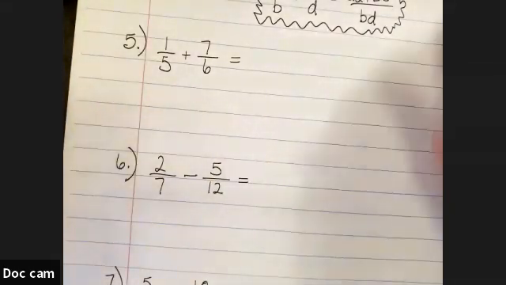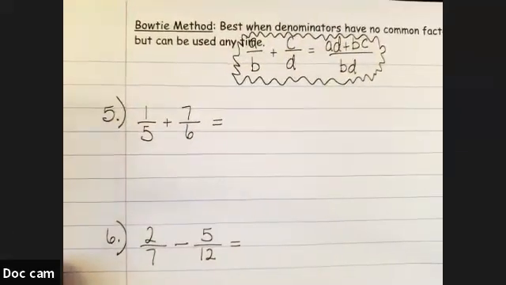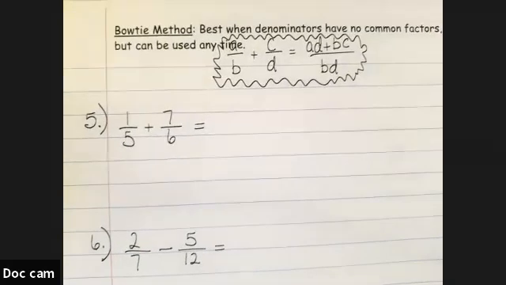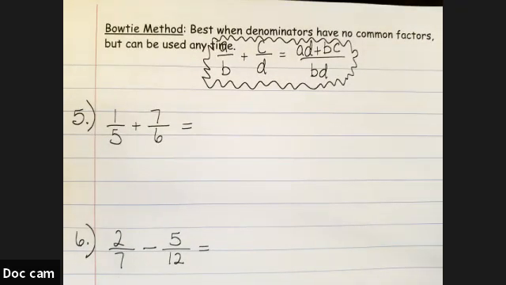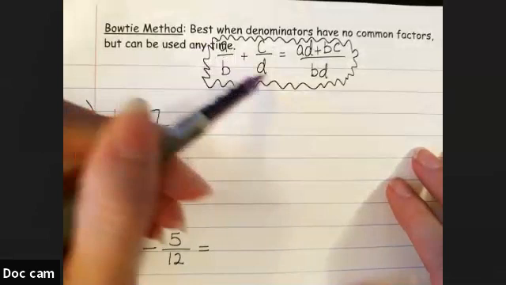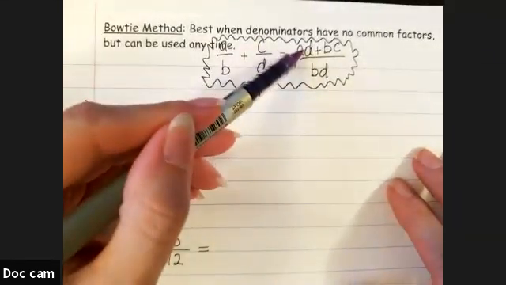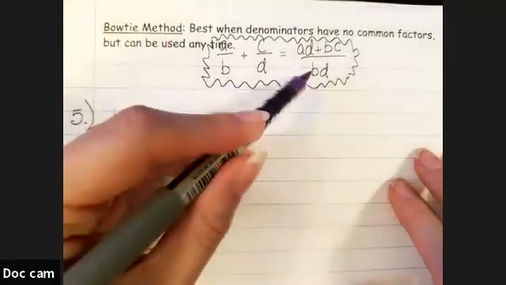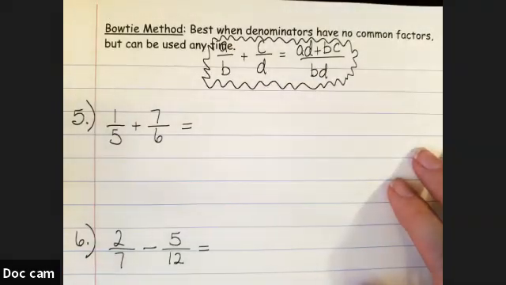Okay, I'm going to show you another method that I like to use for adding and subtracting fractions. And it's kind of a shortcut. I call it the bow tie method. And so basically what it is, you cross multiply and you add those two products together on the numerator, and then you multiply across the bottom to get the denominator. So this would be another thing that you can do instead of using the LCD.